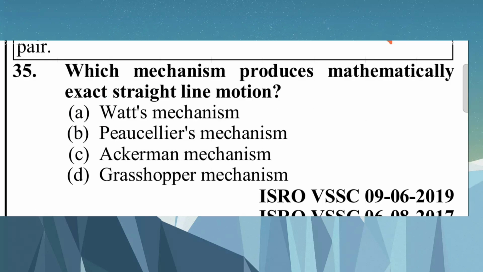Question number 35. Which mechanism produces the mathematically exact straight line motion? A, Watt's mechanism, B, Peaucellier's mechanism, C, Ackermann mechanism, D, Grasshopper mechanism. B, Peaucellier's mechanism.